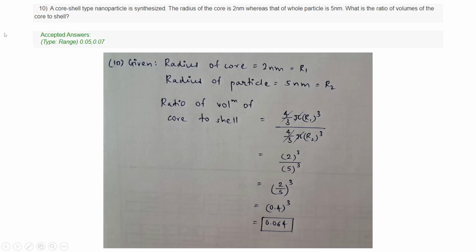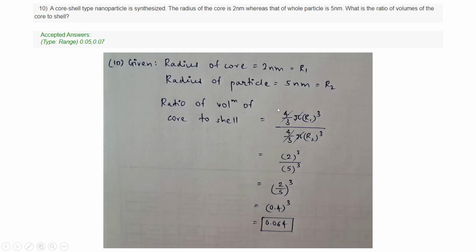Your core-shell type nanoparticle is going to be sphere in shape. So if you know the volume of a sphere, it's pretty easy. You are given the radius of the core, that is 2 nanometer, and the particle is 5 nanometer. You just have to take the ratio of these volumes.